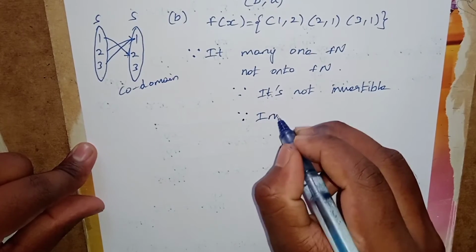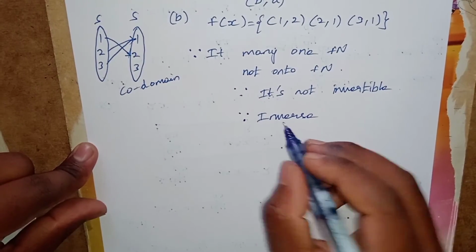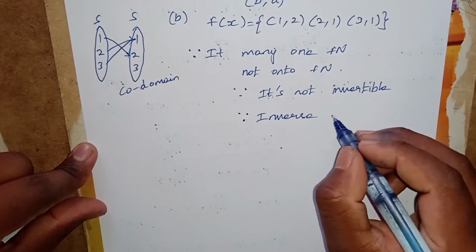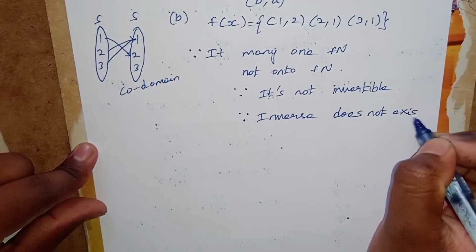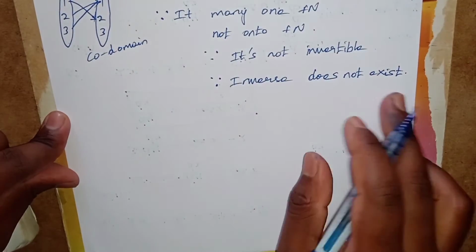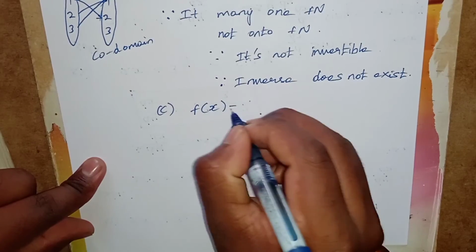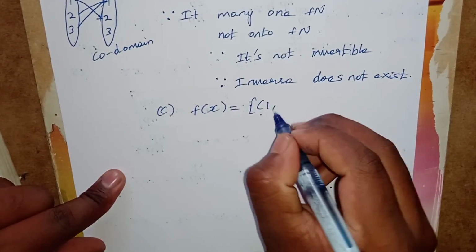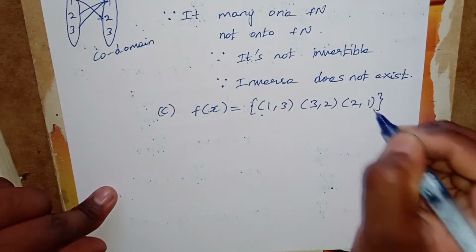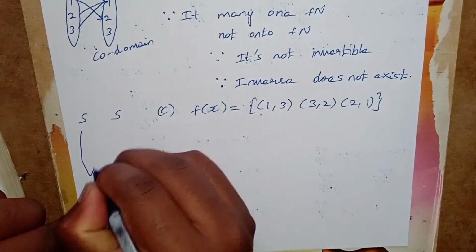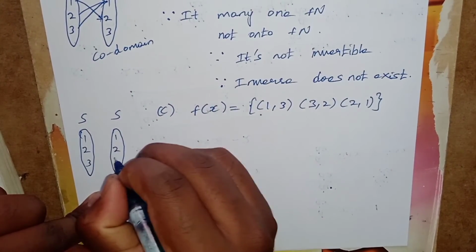Therefore whenever my function is invertible, then we can find the inverse. Here it is not invertible, therefore inverse does not exist. Okay, clearly you should say inverse does not exist. Similarly, f of x is equal to {(1, 3), (3, 2), (2, 1)}. Therefore here you have to write set 1, 2, 3. Again 1, 2, 3.